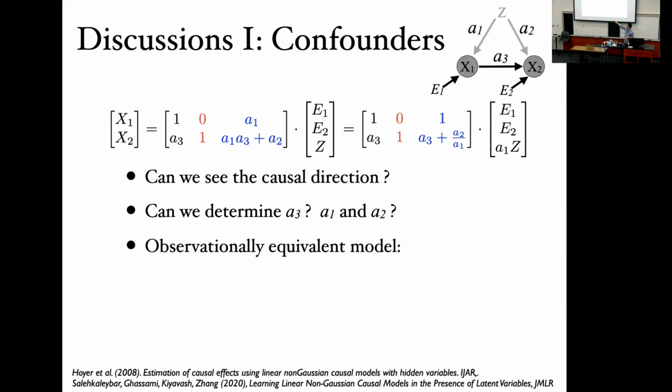At the same time, we know there is a causal relationship in between right here. And okay, now first of all, we can see the causal direction. It's going from x1 to x2. Second question, do you think we can determine the coefficients A1, A2, A3?